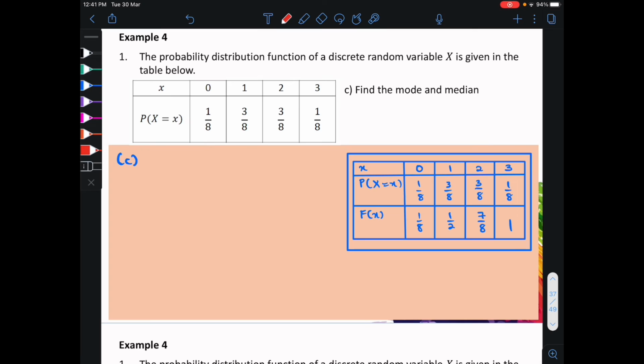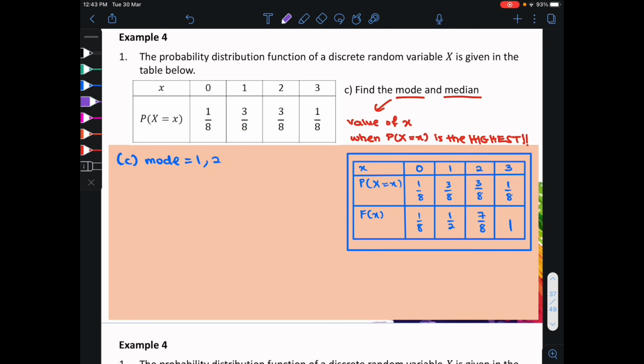For part C, we need to find the mode and the median. So let's recall back. The mode is the value of x when P(X = x) is the highest. Therefore, if you look at P(X = x), the highest value is 3 over 8 when x is equal to 1 and x equal to 2.